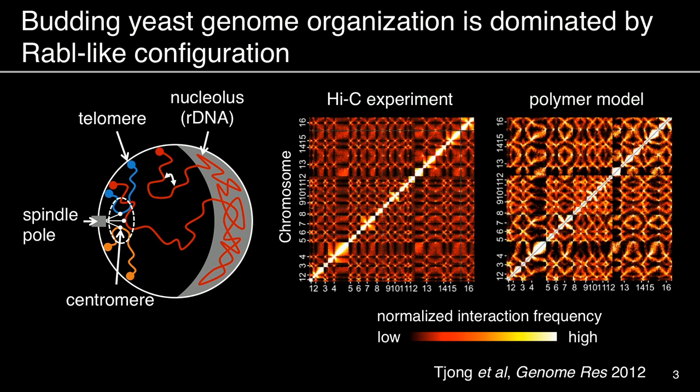Now, some have argued that there's not much more to the organization of the yeast genome because a simple polymer model, which tries to capture these basic constraints, is able to reproduce lots of different kinds of experimental data, including Hi-C, as you can see here. So that leaves us with the question, is there anything more to learn about the budding yeast 3D genome organization?